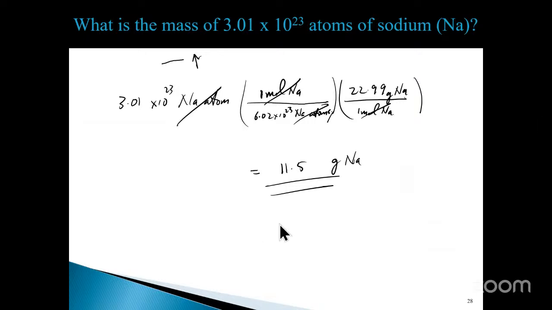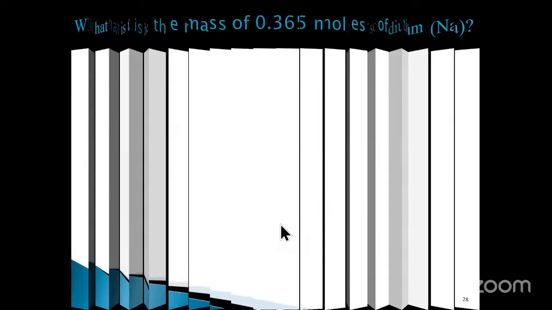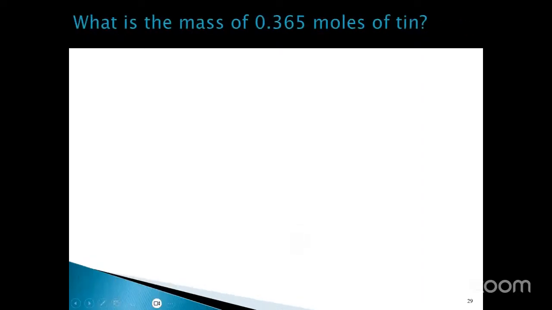Okay, so let me see what comes up next. Here's another example. What is the mass of 0.365 moles of tin? Now, this one is actually easier than the previous two because basically you're given the moles and you're asked for the mass, right? So how would you solve this problem? What would you multiply the moles of tin by to get the mass in grams?